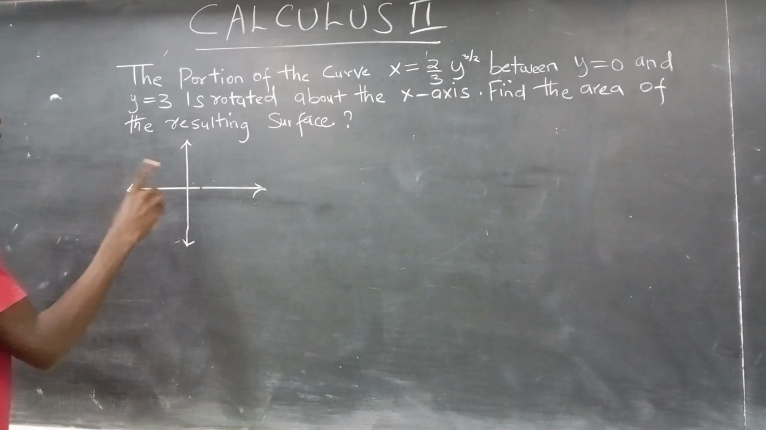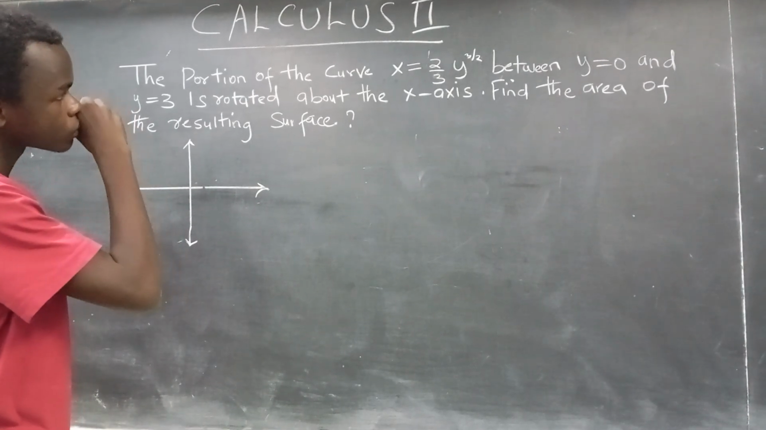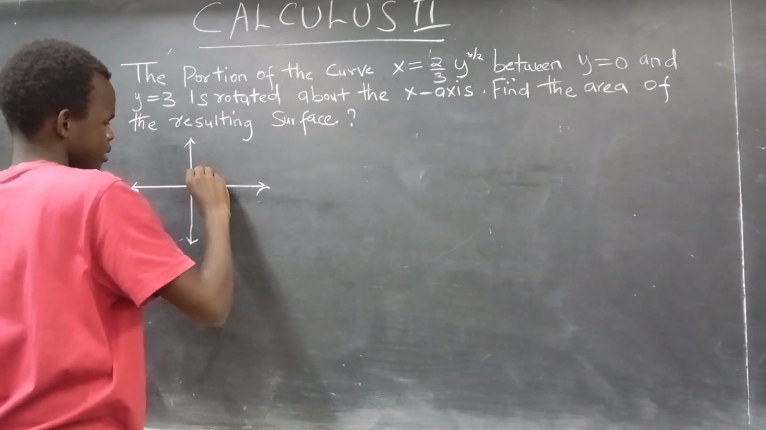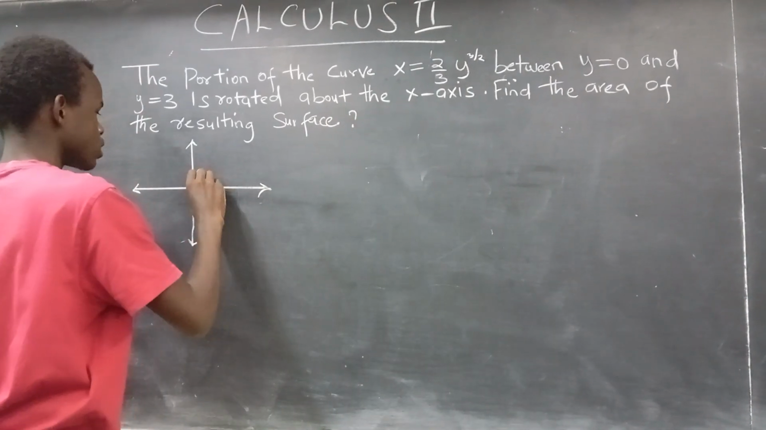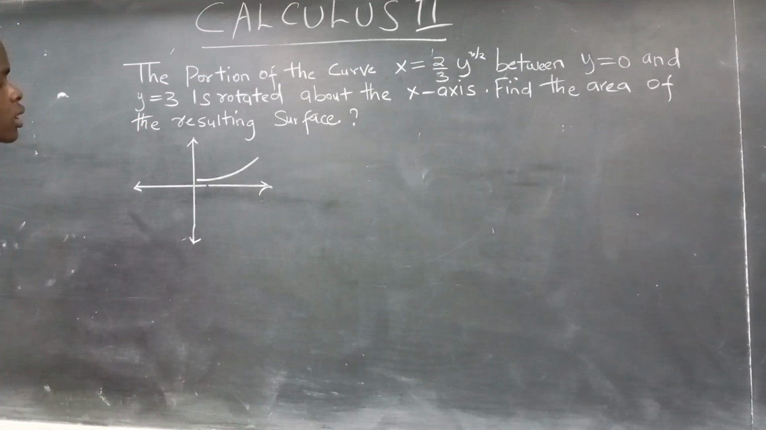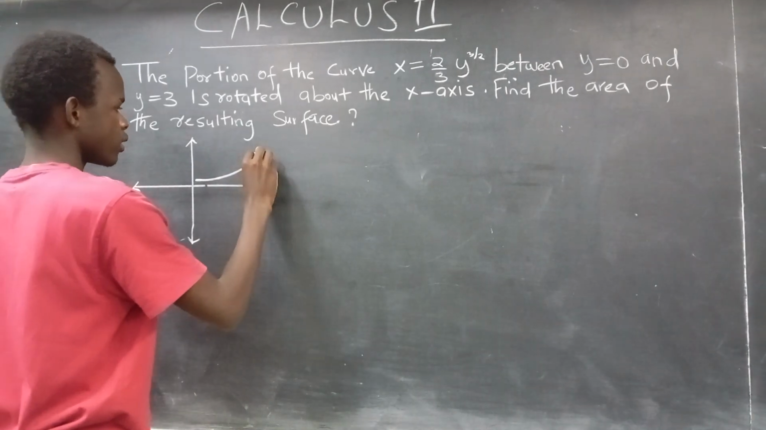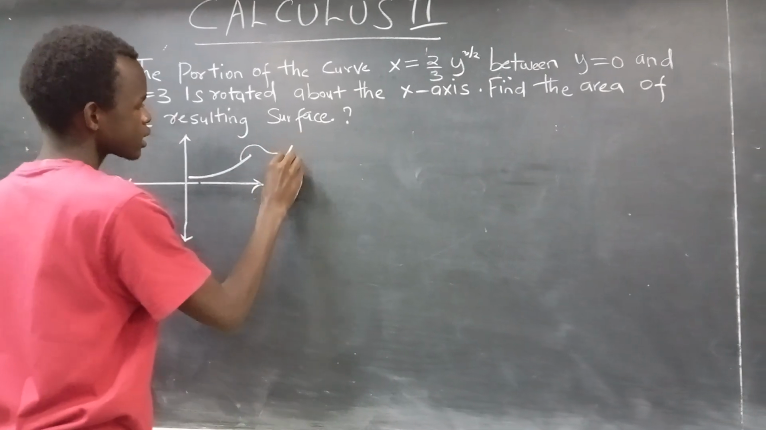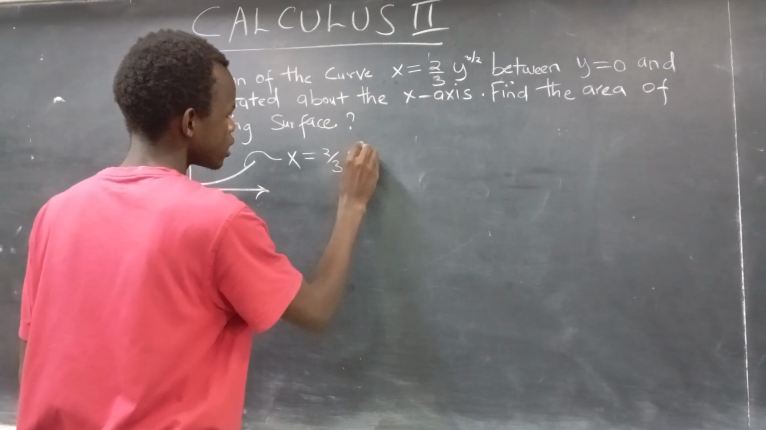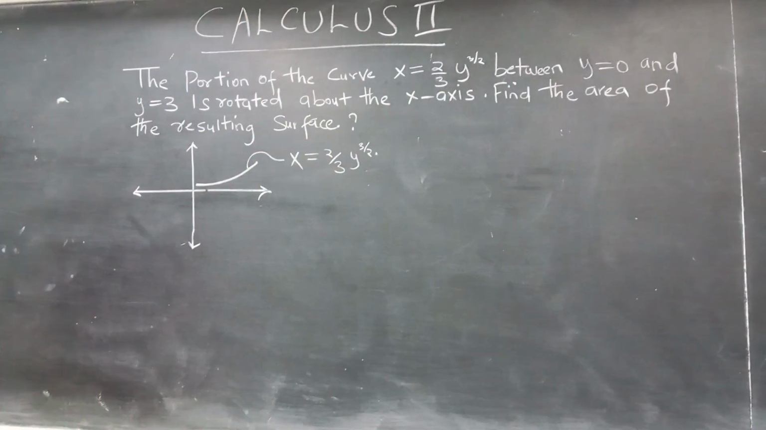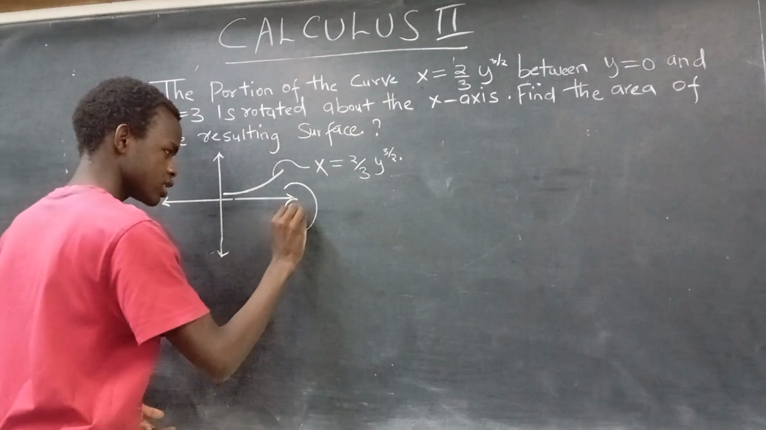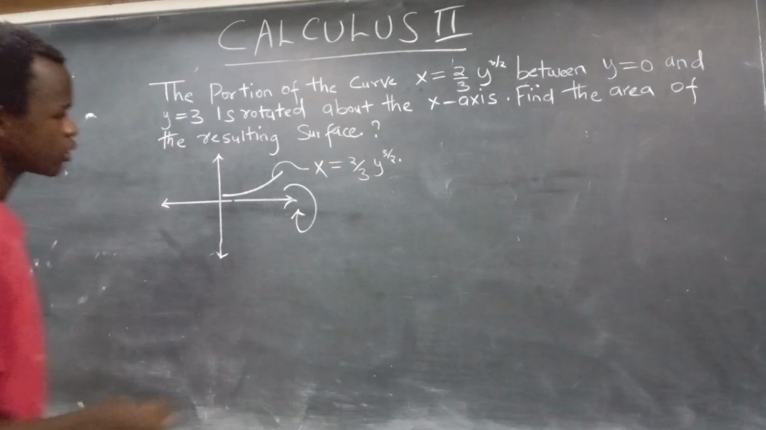So I'll try to draw this. So the portion, this is the graph, something like that. It's being rotated on the x-axis. So it's something like that, for example. So assume this is the curve. Now the curve is x equals 2 over 3 y to the 3 over 2. So this is my curve. It's being rotated along the x-axis. So this is the axis of rotation.